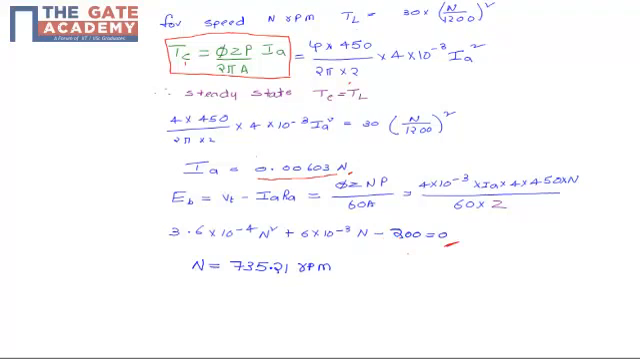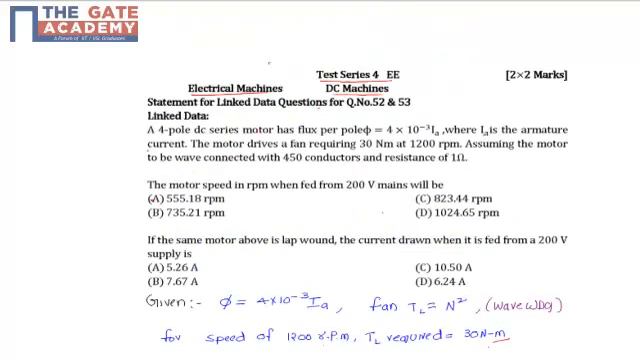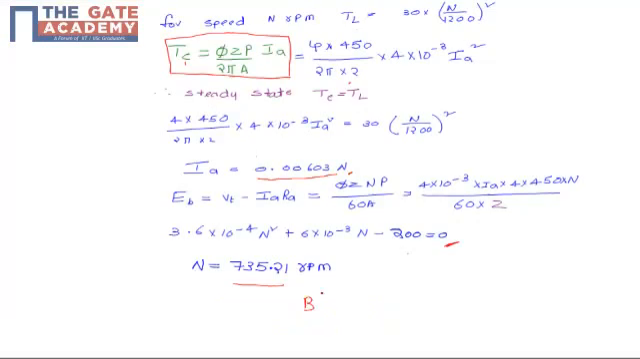This is the equation. After solving this equation, we get the speed of the motor in RPM, that is 735.21 RPM. So this is the motor speed in RPM when it is connected to 200 volts. So the answer is option B.